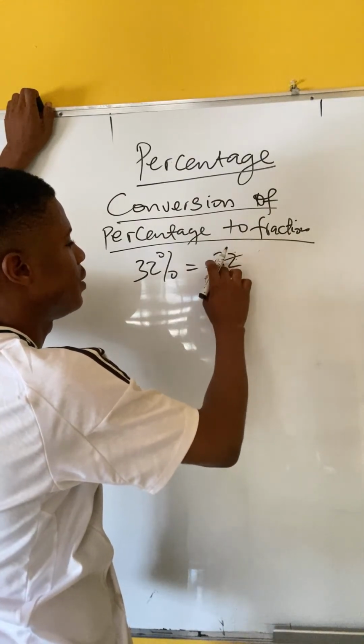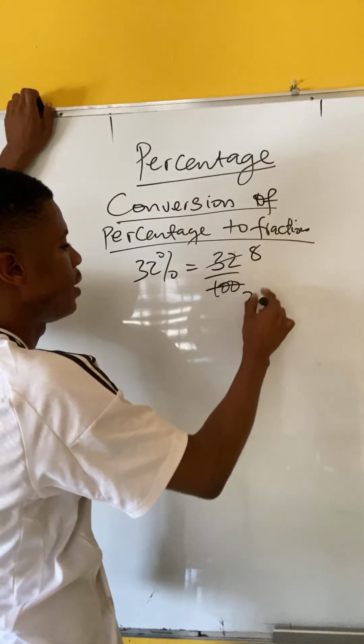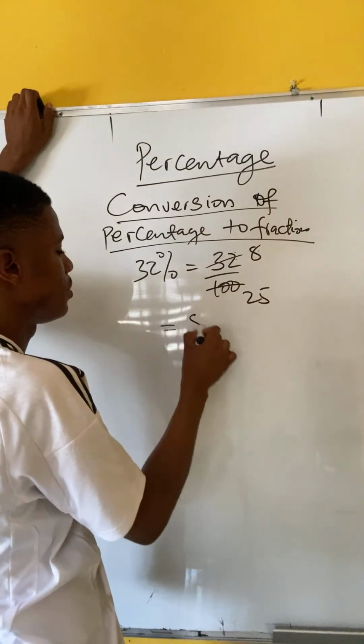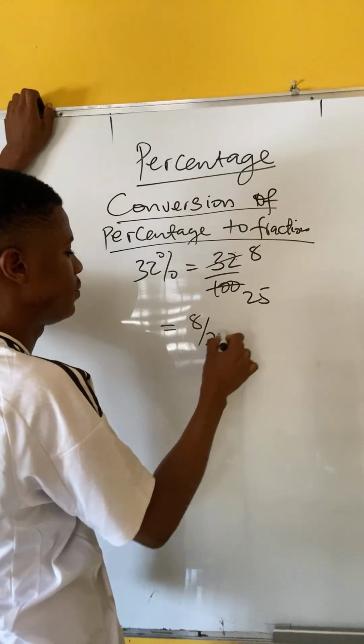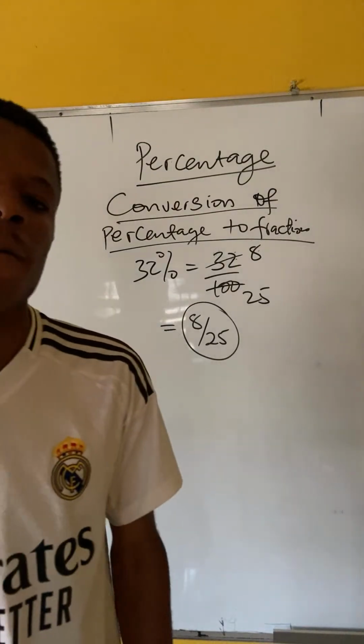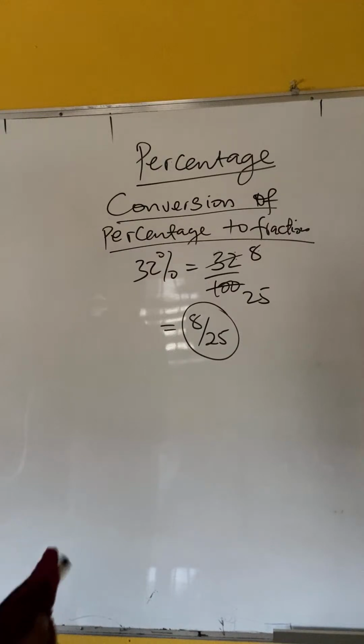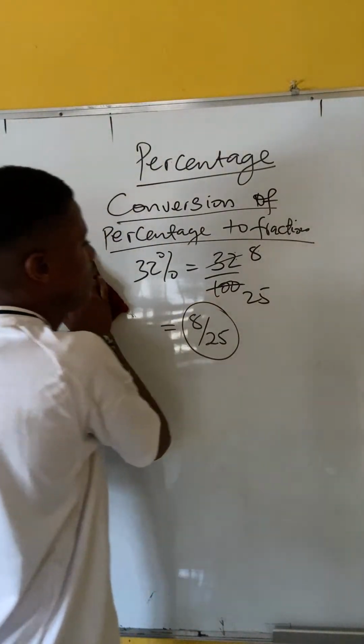4 divides 32 is what? 8. 4 divides 100 is 25. So the answer becomes 8 over 25. Okay? Are you getting me? Yes. It becomes 8 over 25. Great. And that's the answer.